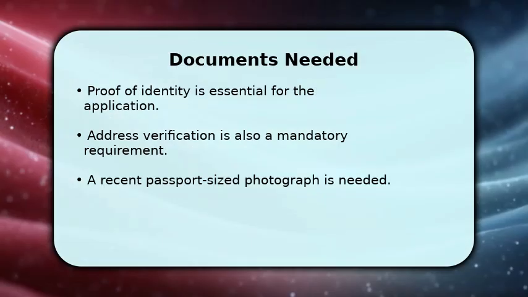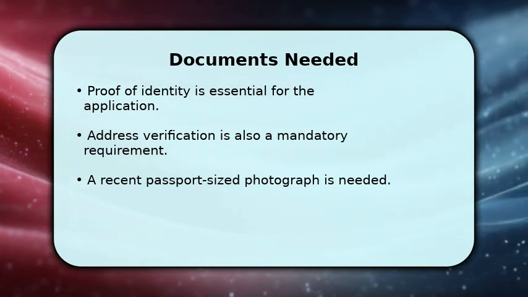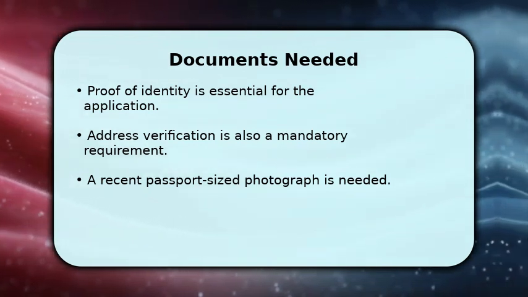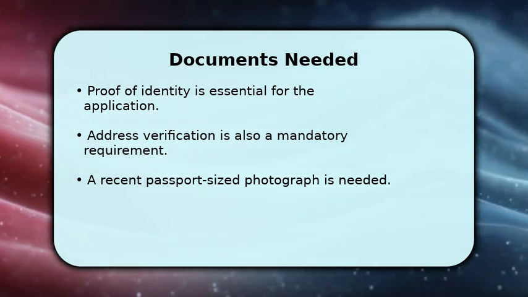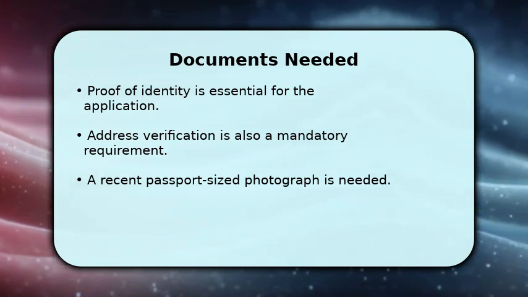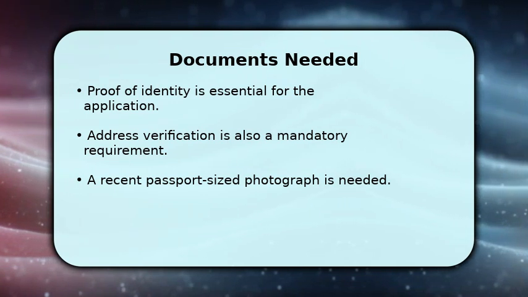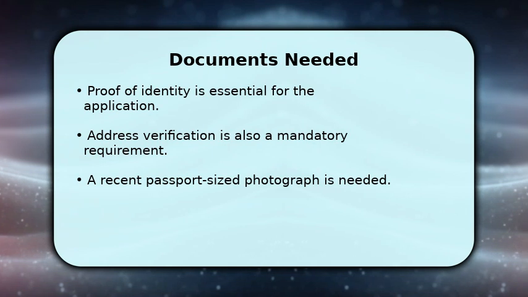To begin your Udid card application, you'll need several key documents. These include proof of identity, such as an Aadhaar card or voter ID, and proof of address. A recent passport-sized photograph is also required. Most importantly, you'll need your disability certificate, if you already have one, to verify your eligibility.